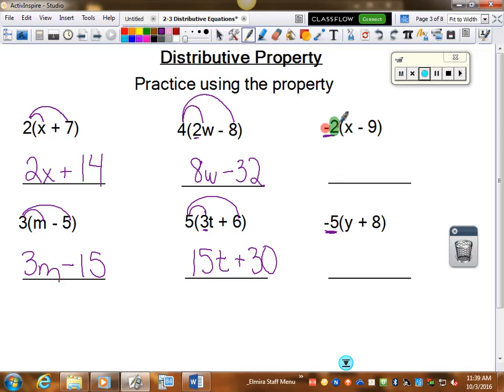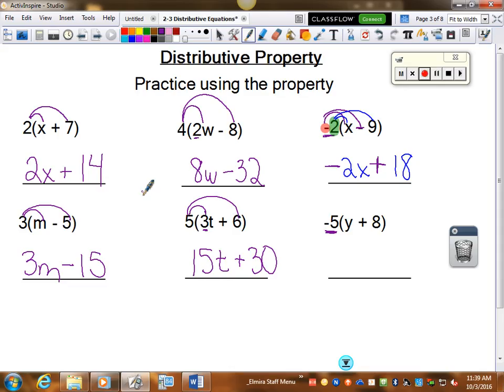So the x is positive, and a positive times a negative would be negative. The 9 is a minus, which we treat just like a negative. So a negative times a negative is a plus. Okay, now I've done all the signs, and I don't have to worry about signs. I just need to worry about numbers now. So 2 times x is 2x, and 2 times 9 is 18. I've done the signs, so I don't have to worry about positive and negative. Okay?